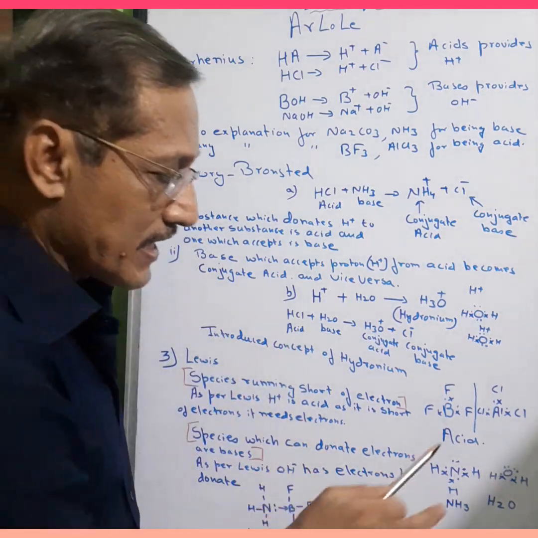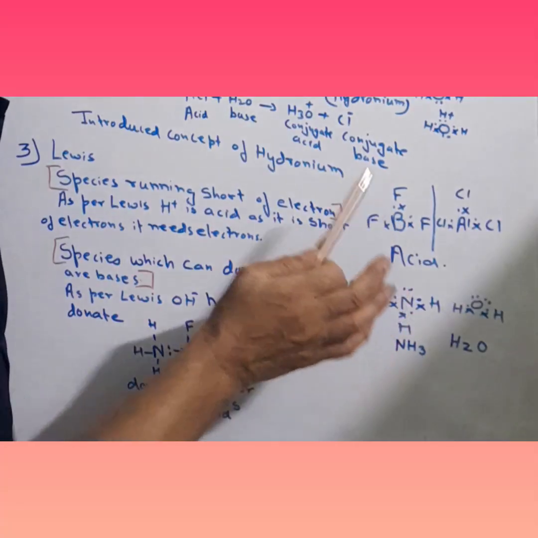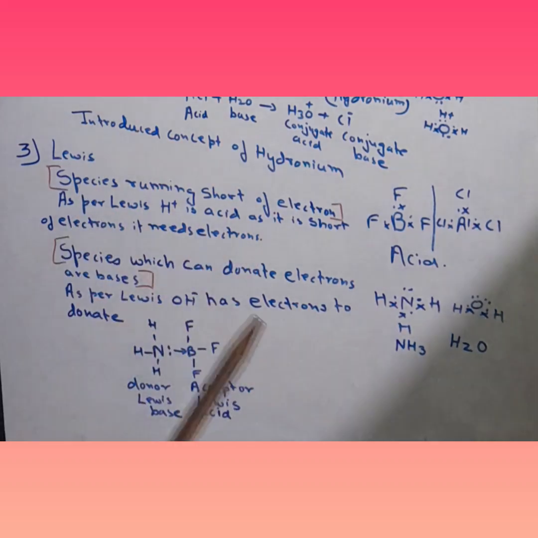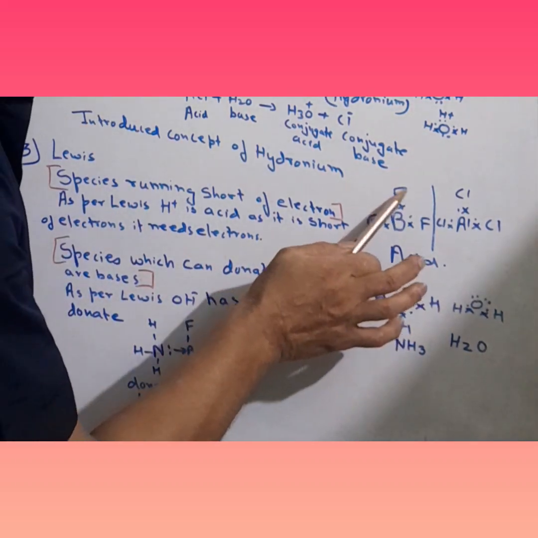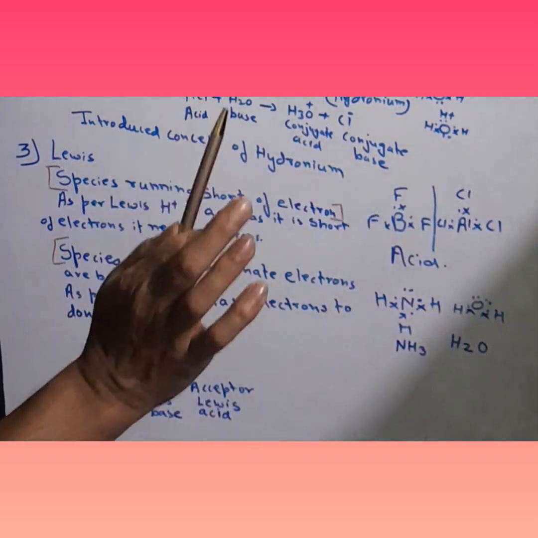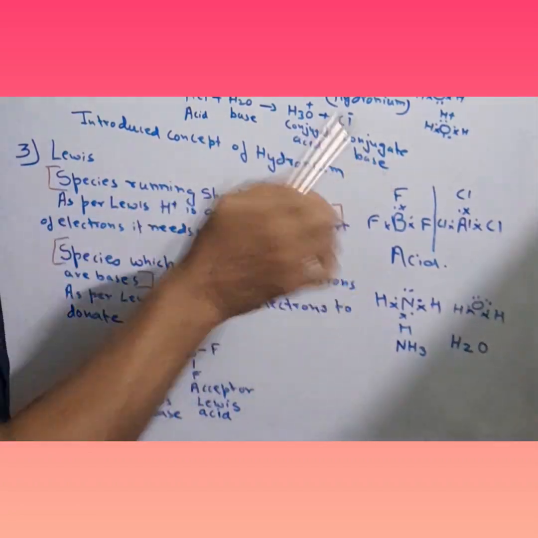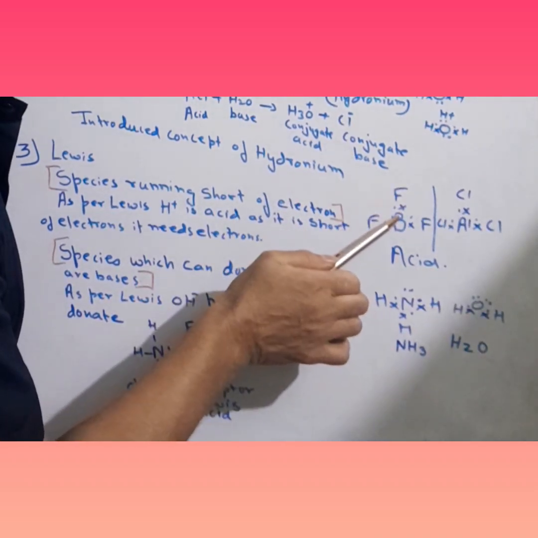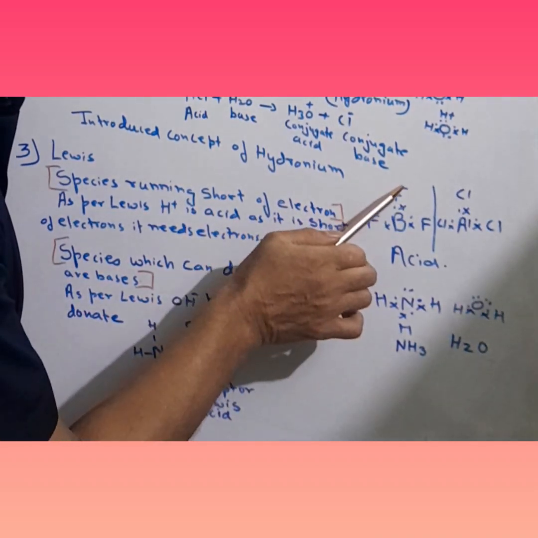Now let's try and understand. Now when you check out boron, boron has 3 electrons in its valence shell. These dotted ones are 3 electrons of boron. It shares 1 electron with fluorine. Fluorine is running short of 1 electron. Fluorine has 7 electrons in its valence shell. It needs 1 to complete its octet, so it shares with boron and completes its octet.